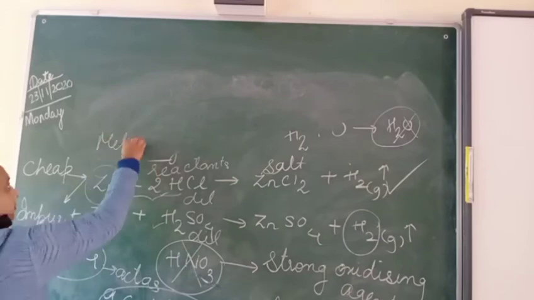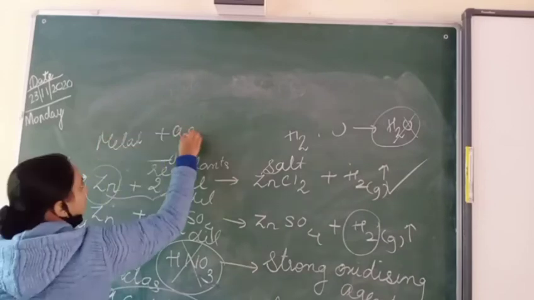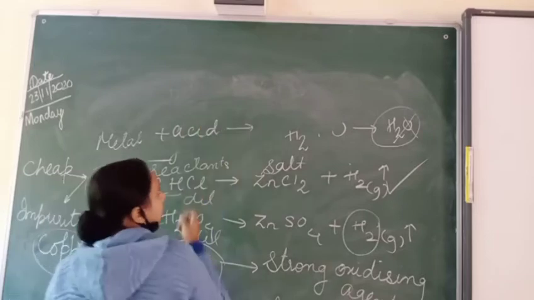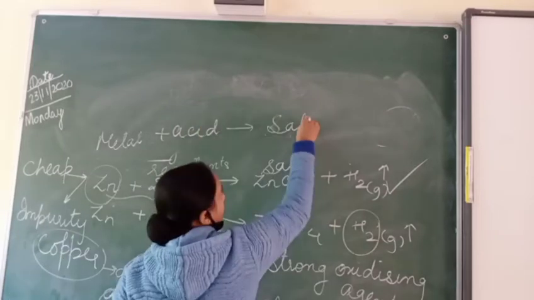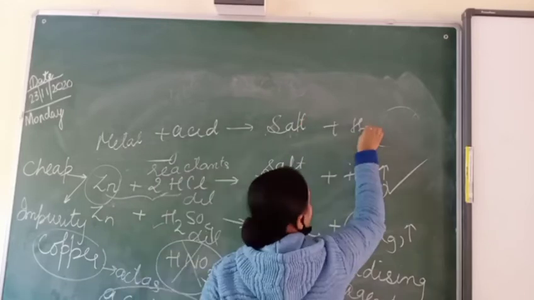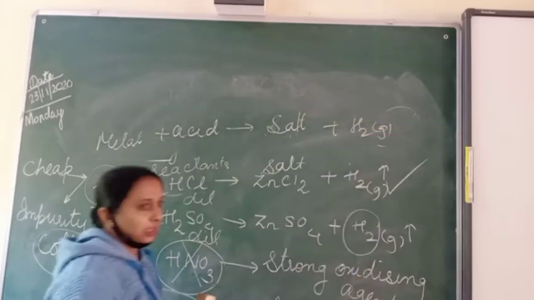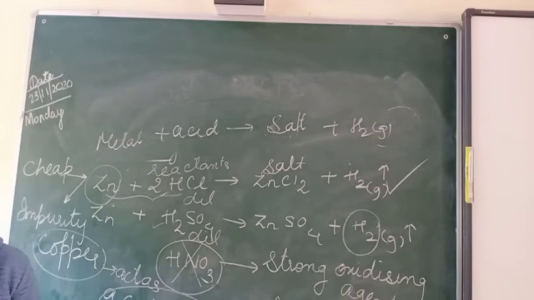Salt and hydrogen gas. This is the reaction. Then you can substitute. Are you getting? Now this is the laboratory preparation reaction for hydrogen. Let us discuss the diagram.